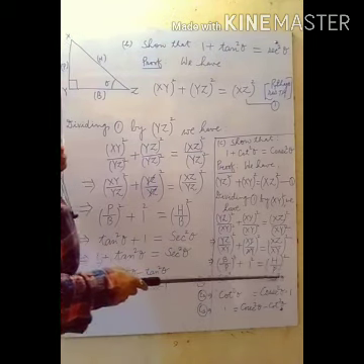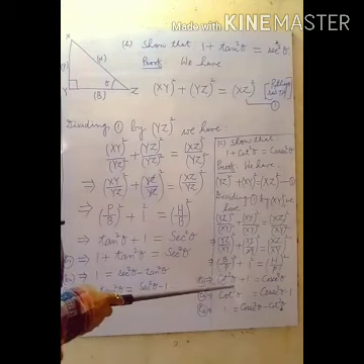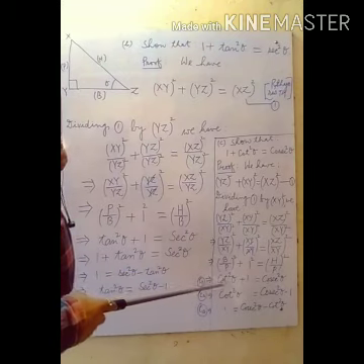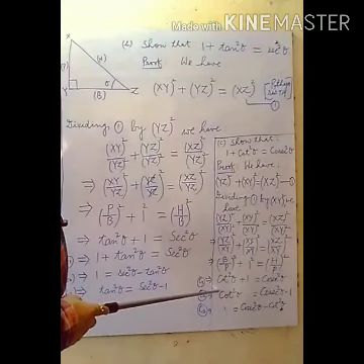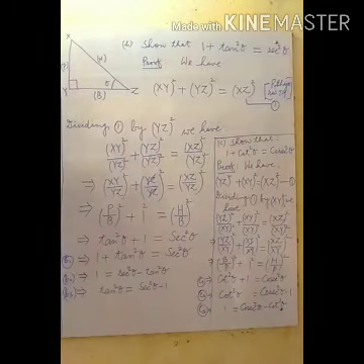Now again we have established cot square theta plus 1 equals cosec square theta. Now the third identity is proved here. On the basis of this third one, we can derive two more results.